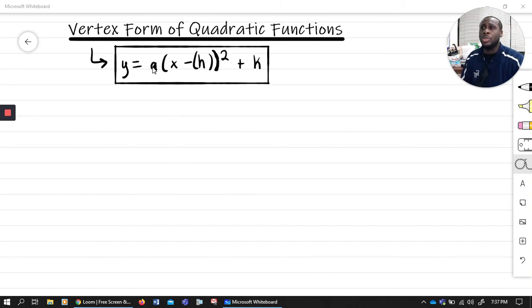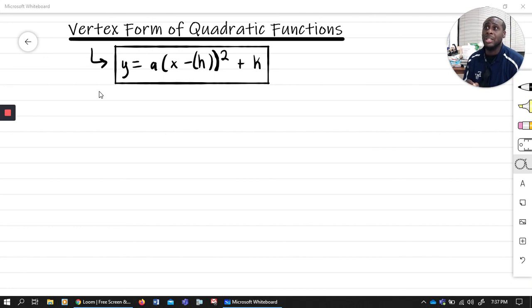You may or may not see a coefficient in front of that perfect square binomial, and you may or may not see a number added or subtracted on the outside, and you may or may not see a number added or subtracted on the inside of the parentheses. Actually, it doesn't have to be written with parentheses.